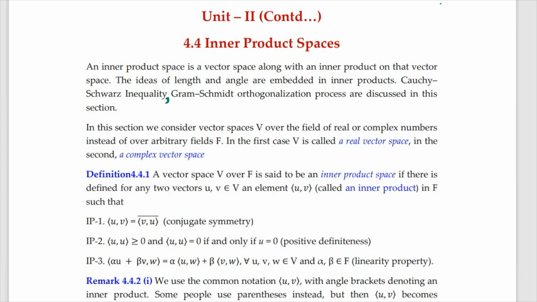The second one is called positive definiteness, which states that inner product of u with u is non-negative and it is equal to 0 if and only if u is 0. And the third one is called the linearity property, where the inner product of alpha u plus beta v with w is equal to alpha times the inner product of u, w plus beta times the inner product of v, w, where we take the elements u, v, w from capital V, and the scalars alpha and beta are naturally from capital F.